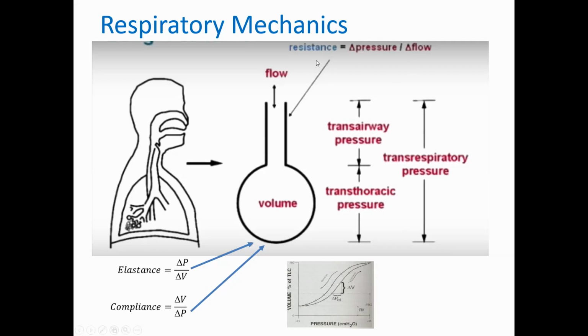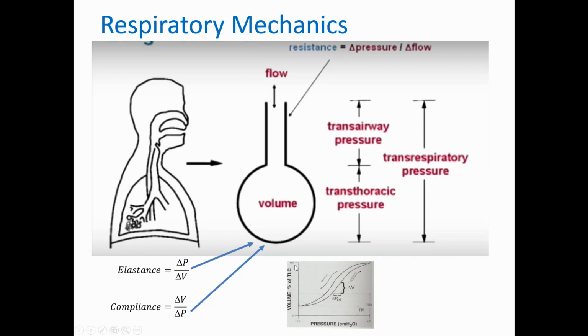Now, resistance, when you're thinking about how air flows through a resistor, is nothing but the change in pressure over the change in flow. And when you think about the tissues in the lung and the chest wall, you have to think about it as having to overcome a certain elastance, which is the reciprocal of the compliance. So when you say a lung is stiff, it means its elastance is very high, or its compliance is very low. Always keep that in mind.